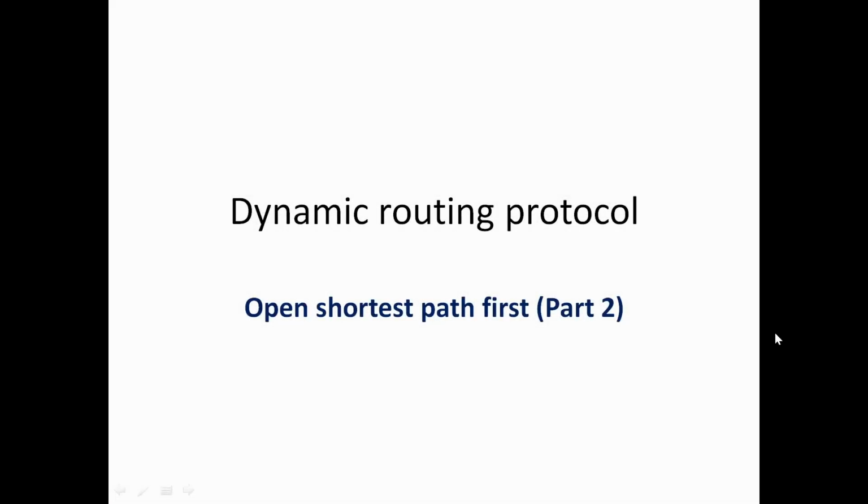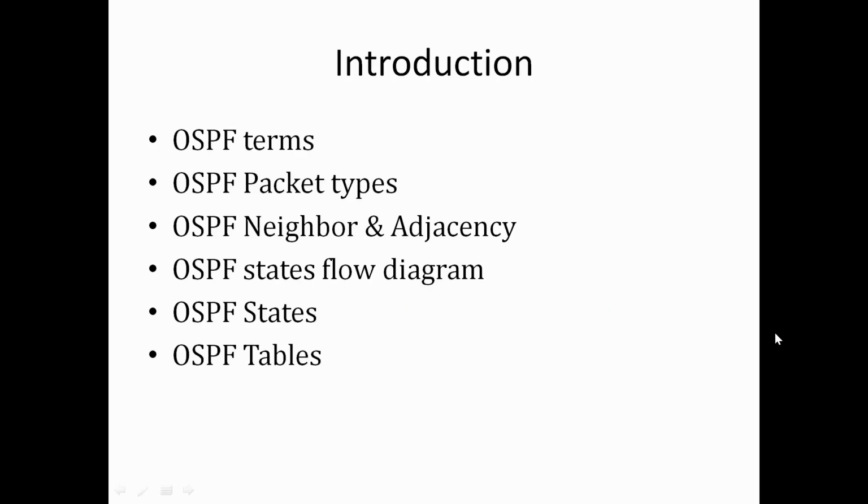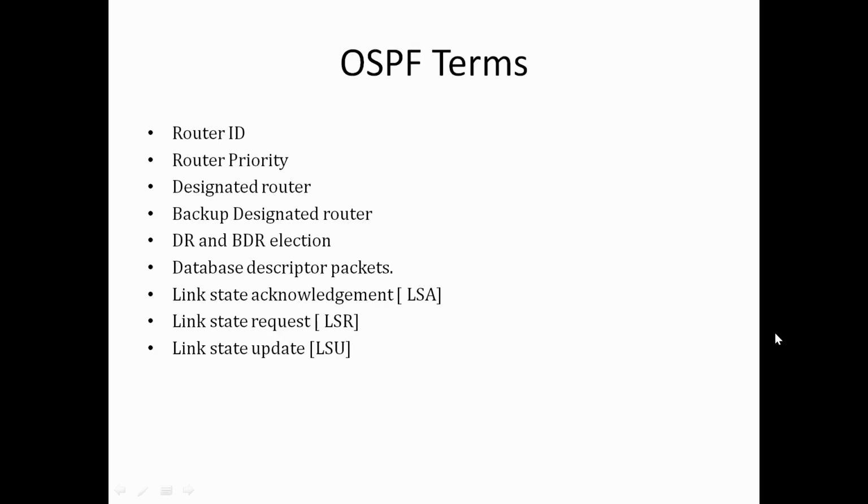So today we will be seeing more concepts in OSPF: neighbor and adjacency, OSPF states, and OSPF tables, membership tables. Before going to the concept, we'll be seeing the OSPF terms. What are the packet types in OSPF? What is an OSPF neighbor and what is neighbor adjacency? Then the OSPF states flow diagram, OSPF states, and OSPF tables.